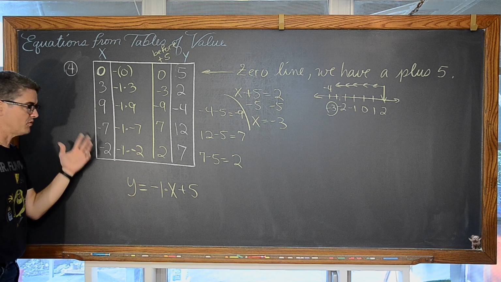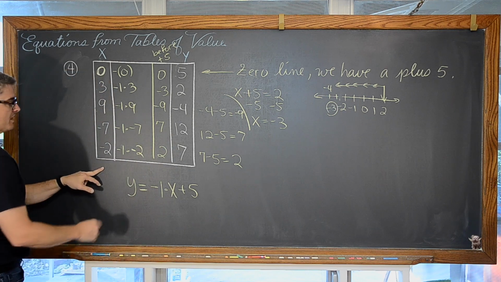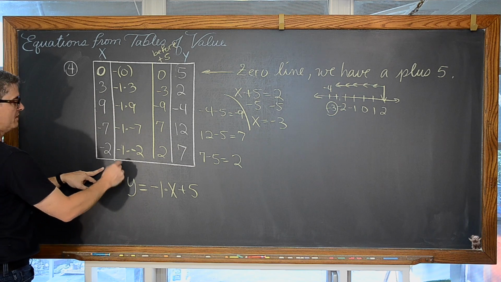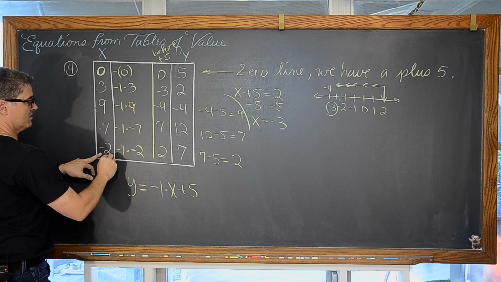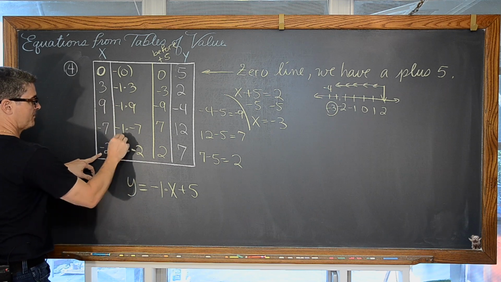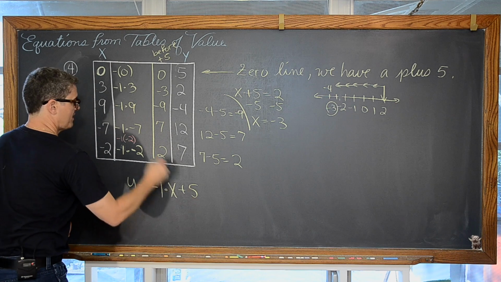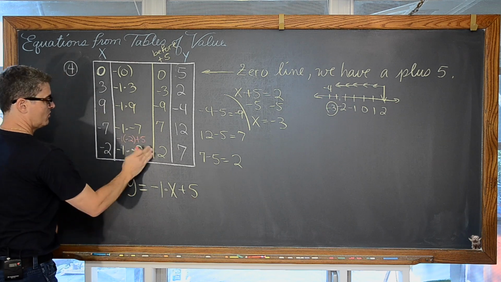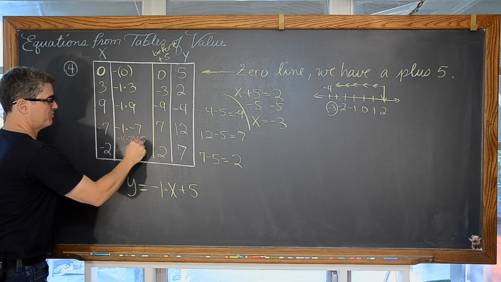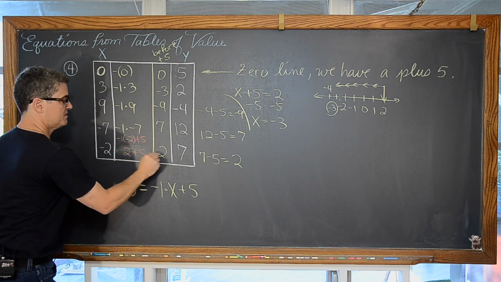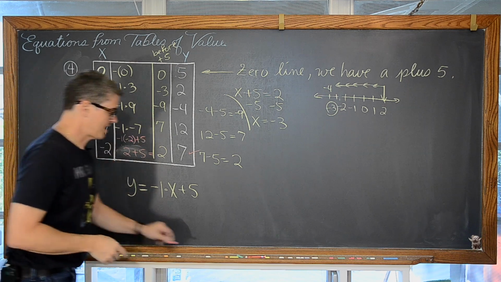And if you want to double check, that's really what you should be doing all the time. Let's do this in red. Negative 1 times negative 2 plus 5. Well, negative 1 times negative 2 is positive 2, plus 5 is equal to 7. And that check with every line in your table is going to work.